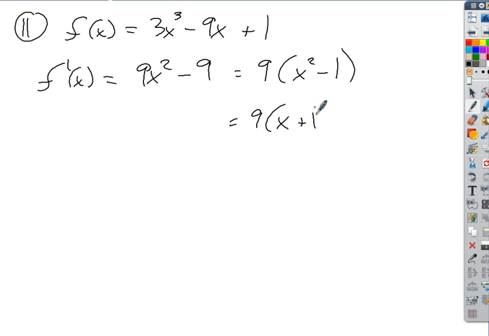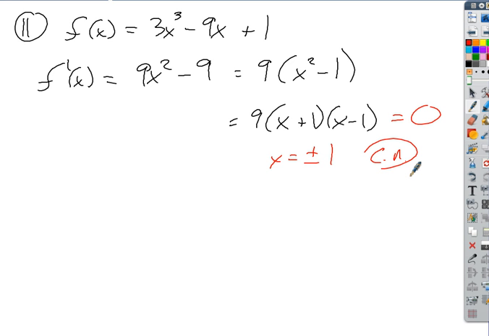If we want to set that equal to 0, we need to find all the critical numbers of the first derivative, the places where it's 0 or undefined. Nowhere is it undefined. But where does it equal 0? Plus or minus 1. So those are our critical numbers, plus and minus 1.